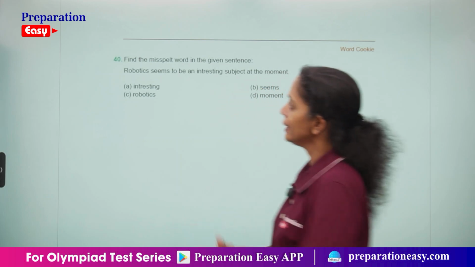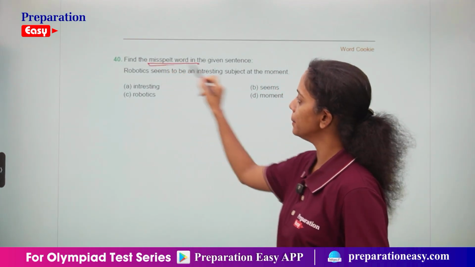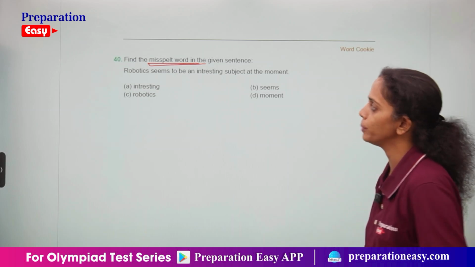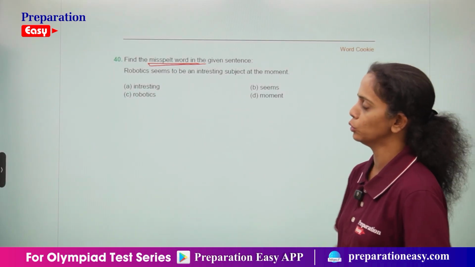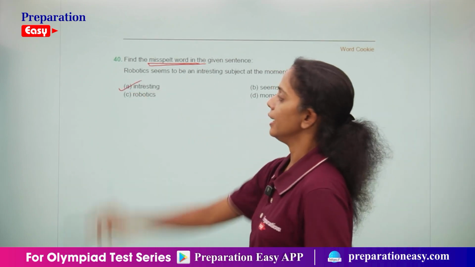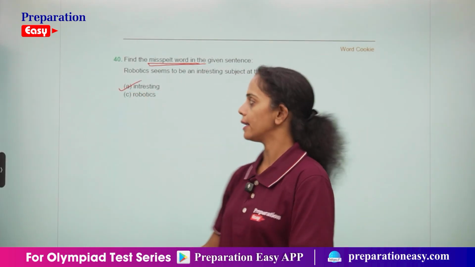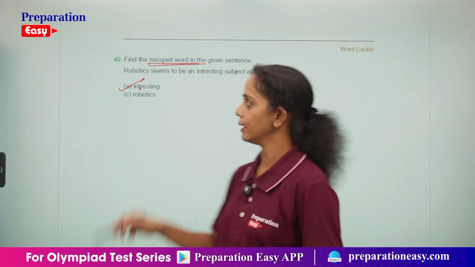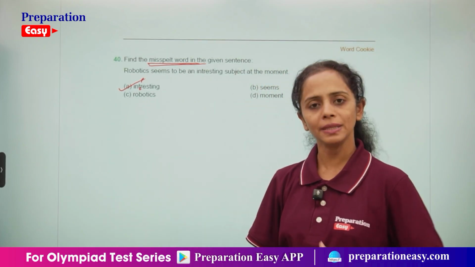Next is find the misspelled word. Again, the misspelled word in the given sentence. Robotics seems to be an interesting subject at the moment. Interesting, I-N-T-E-R-E-S-T, the E is missing over here. Fine. The word interesting is actually the wrong or the misspelled word.